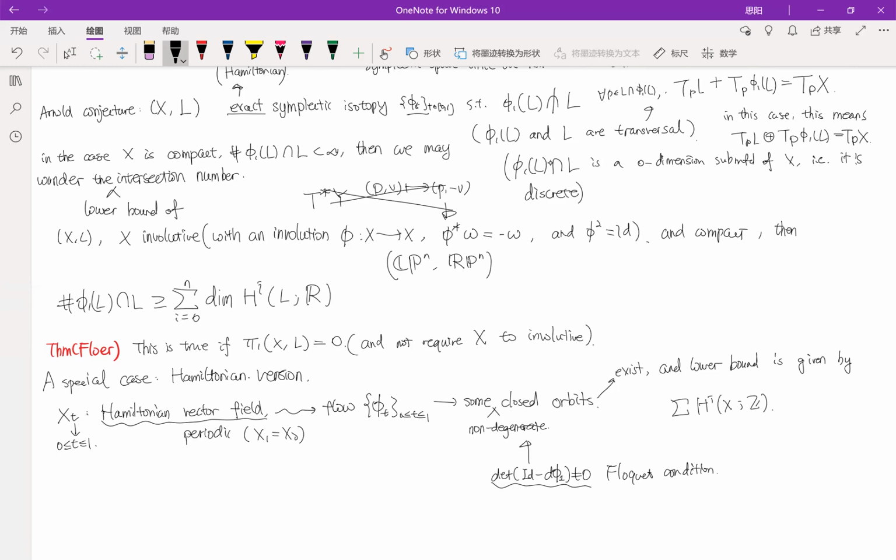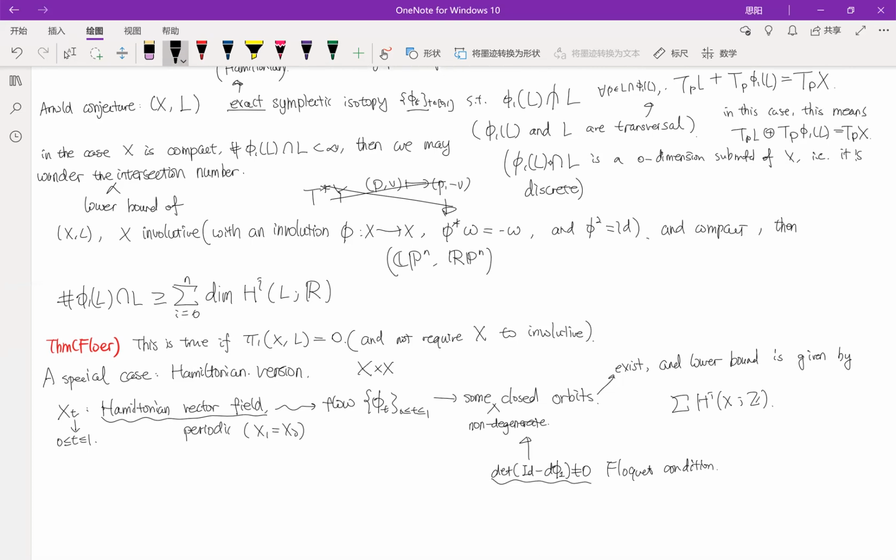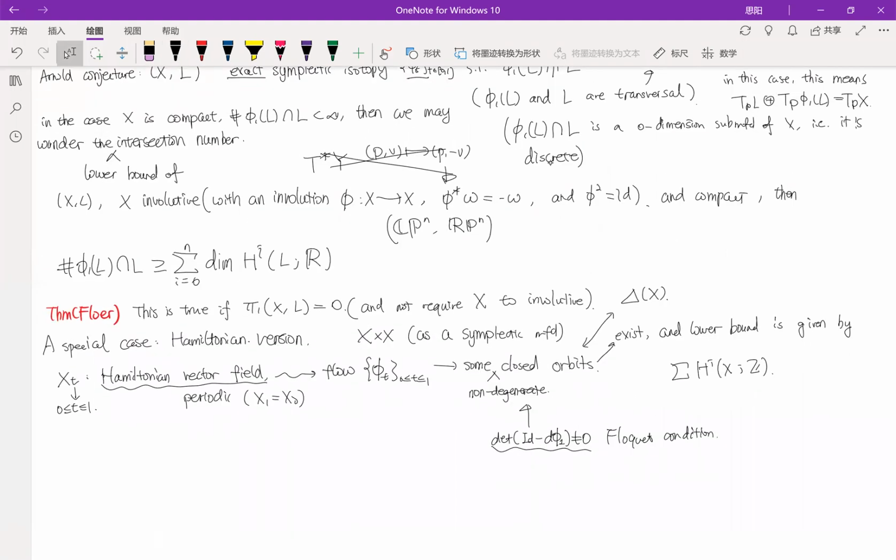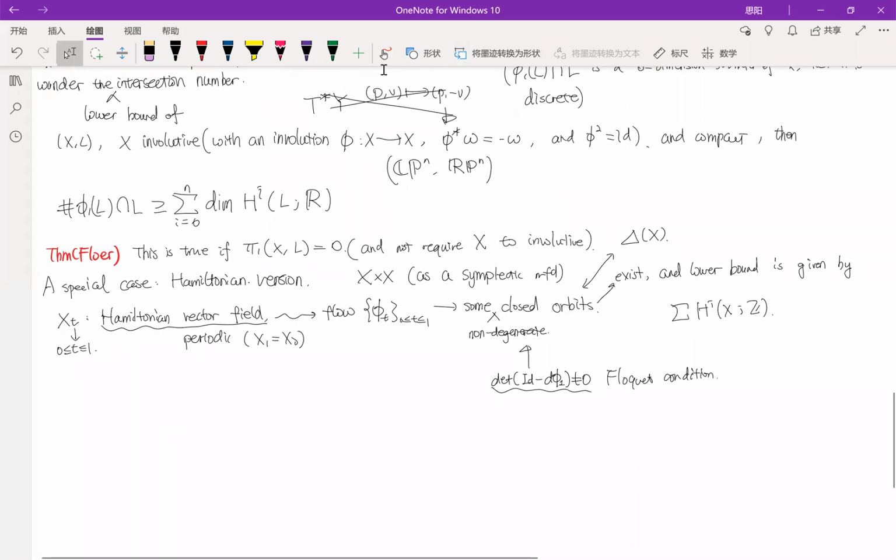We say this is a special case of the Lagrangian intersection theory because it is given by considering the product space as a symplectic manifold, and then the non-degenerate closed orbit corresponds to the intersection of the diagonal with the graph. So this will be a special case of the Lagrangian intersection theory, but it seems easier to prove.